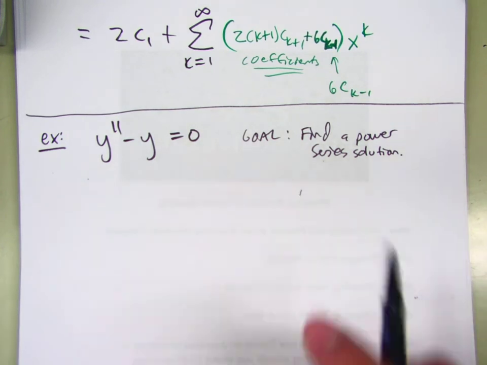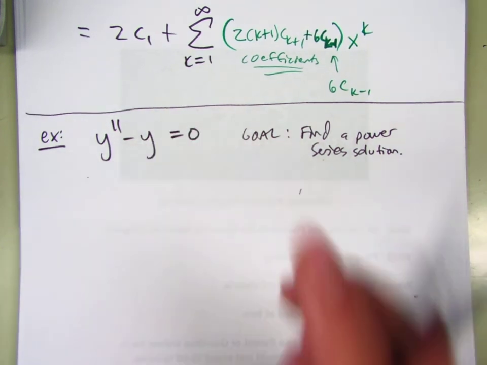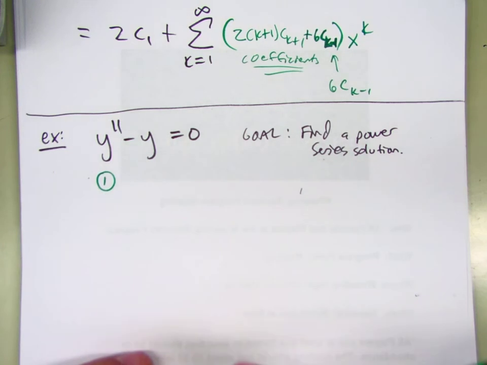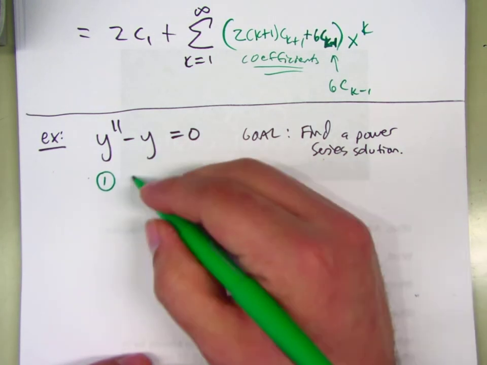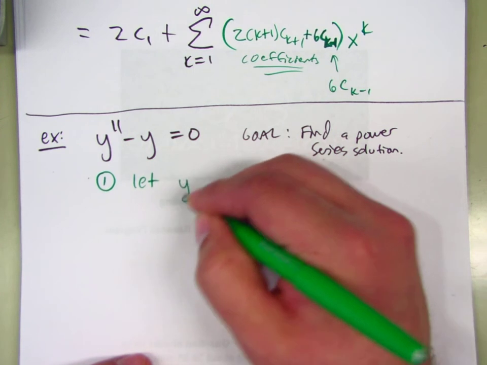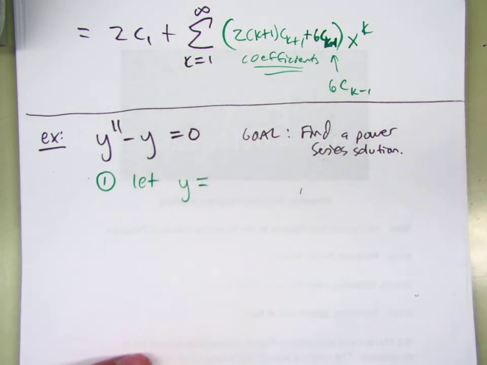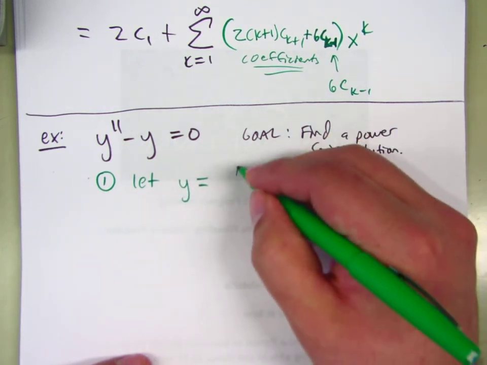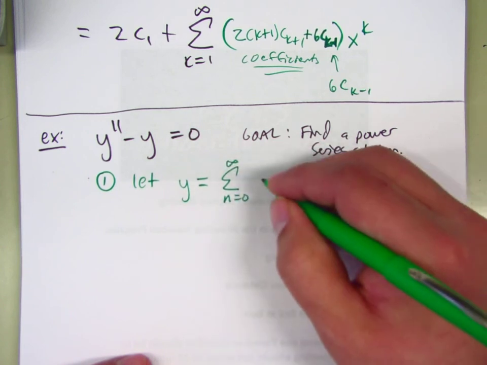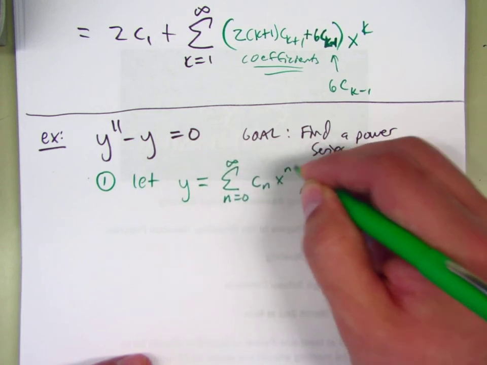First, and this is always the first step, since we're looking for a power series solution, we're going to let our solution equal a power series. So we let y equal the power series from n equals 0 to infinity of c sub n x to the n.